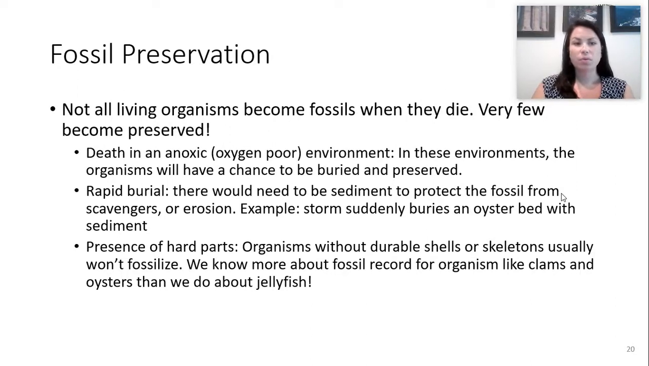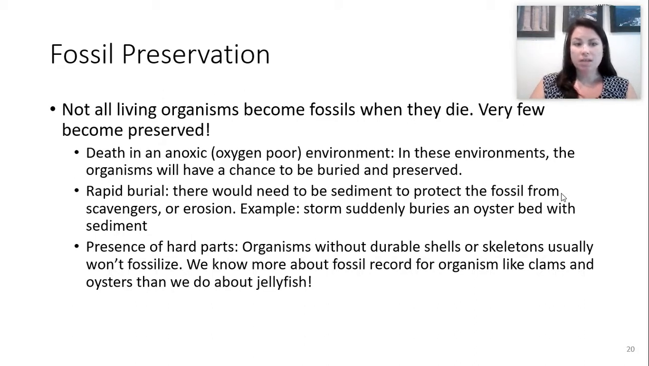Okay, so those are some examples of different types of fossils and how they become preserved. But not all living organisms become fossils. In fact, very few of them become preserved and turn into fossils. And they become preserved through these different ways. So we talked about being in an oxygen poor environment, like in the tar pits. In these environments, the organisms will have a chance to be buried and preserved, so oxygen doesn't destroy them. They are in an anoxic environment.